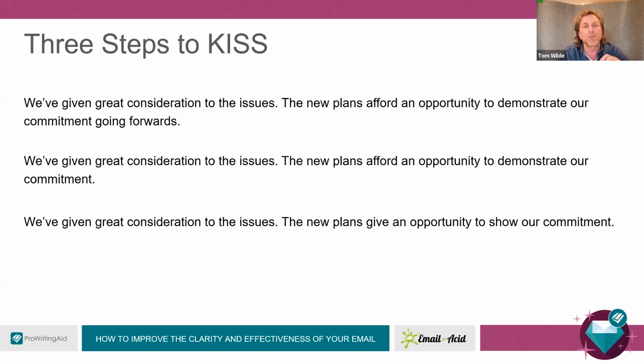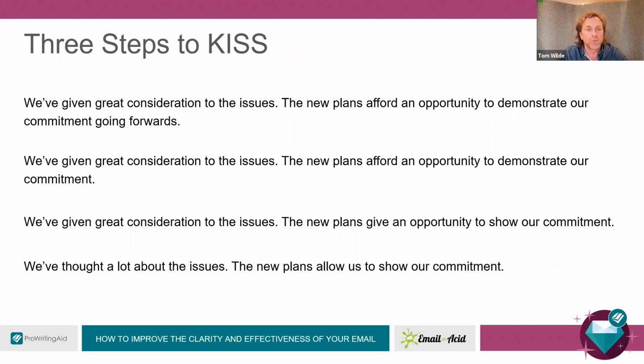Let's replace long phrases with short phrases. And we'll do that by taking out "given consideration to", and we'll change that for "thought about", and we'll change "given opportunity to" to "allow us". So we end up with this. We thought a lot about the issues. The new plans allow us to show our commitment.